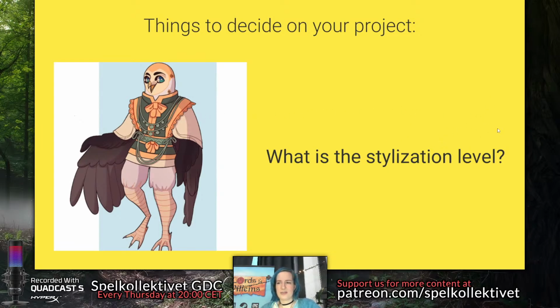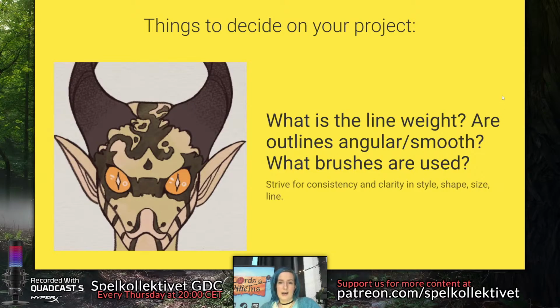And this is from Craft, the character. You can decide on what is the line weight if you're doing 2D art. Are the outlines angular or smooth? What brushes are used? Giving the same brush to all of the artists, for example, is going to help so much already. So consistency and clarity in style, shape, size, and line of things. Everything is the same size, same line weight. If you can get these things under control, then everything will go smoothly, I feel like.